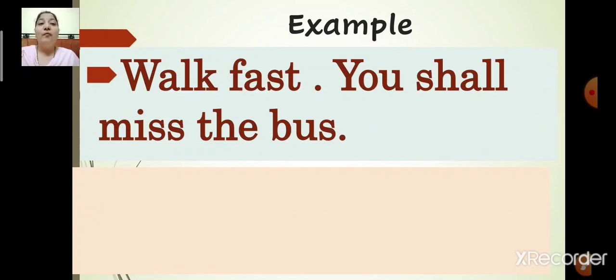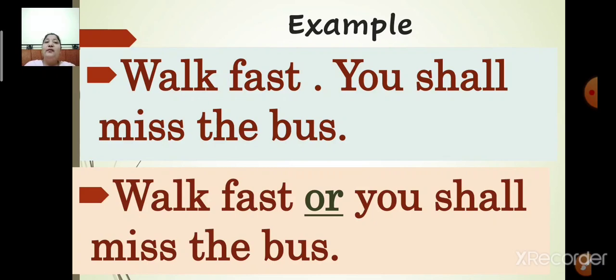Now next example. Walk fast, full stop, you shall miss the bus. So children, how will you write this answer? You will use or to join these two sentences which have a choice. So now let us write this answer. Walk fast or you shall miss the bus.